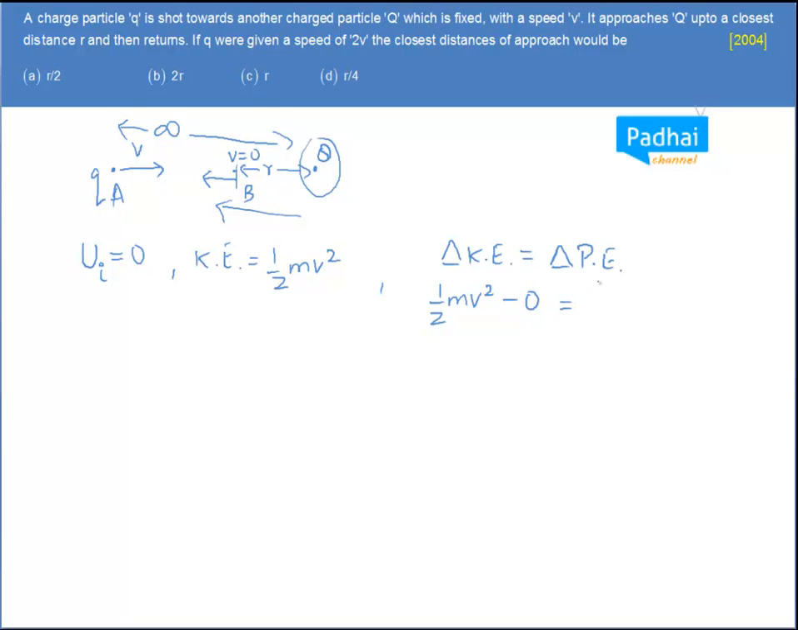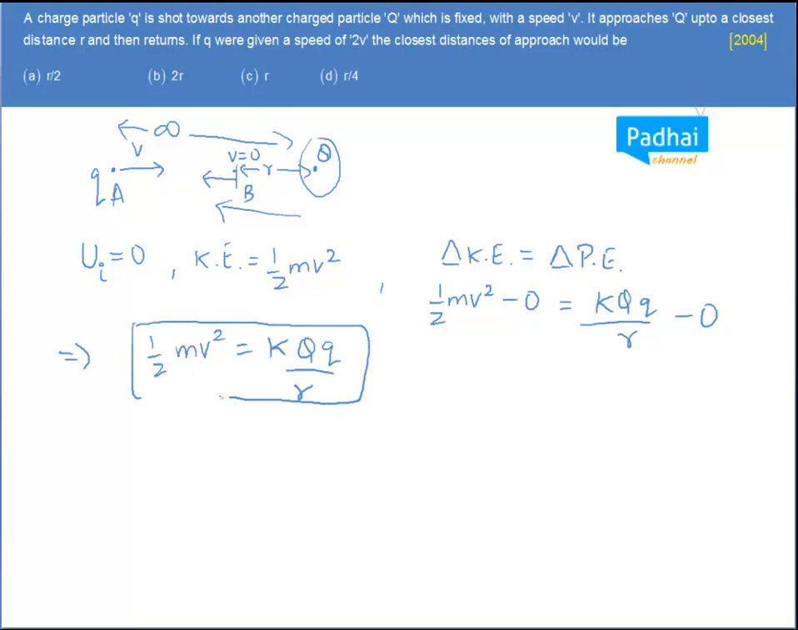And what is the increase in potential energy? Initially the potential energy was 0. Finally it has become kQq upon the radius r, minus 0. Initially it was 0. So that implies half mv square equals kQq by r. Now let us mark this equation 1.